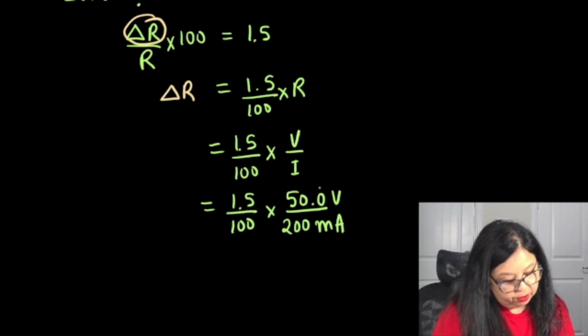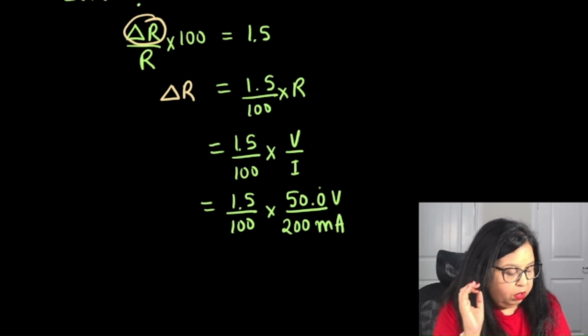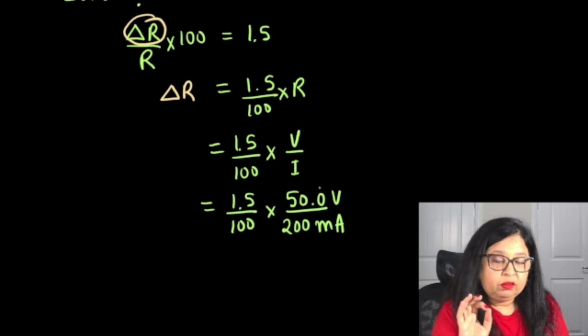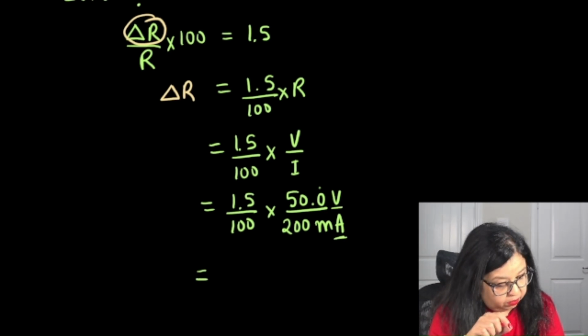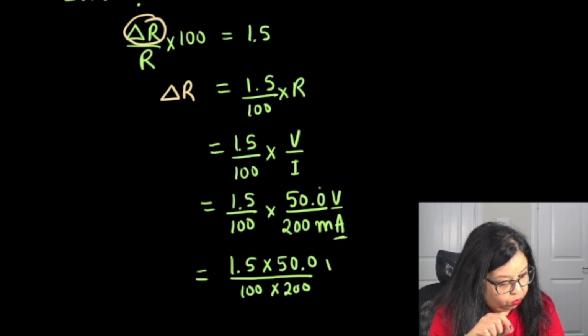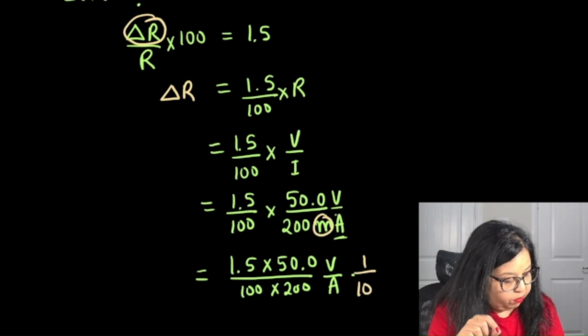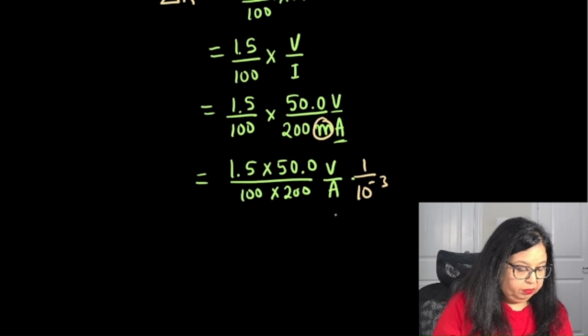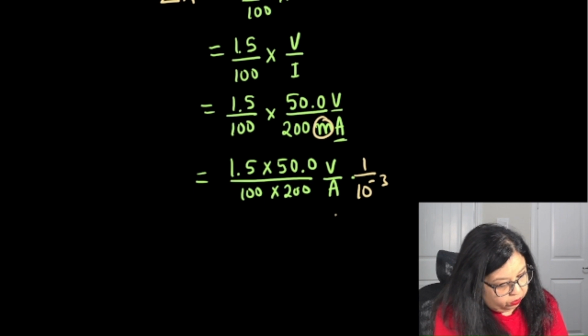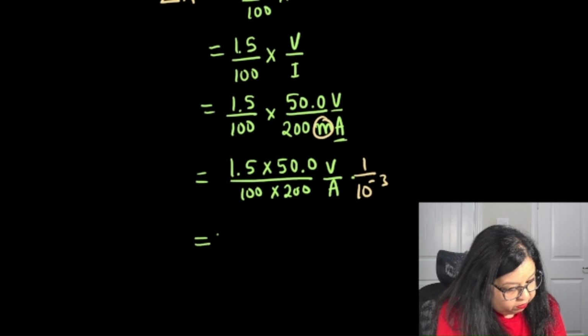200 milliampere. Now, we should take care of the units here. Milli is here 1.5 times 50.0 divided by 100 times 200 volt over ampere. And this milli over here, in place of milli, I can write 10 to the power minus 3 at the bottom. All right. What do I get now? Now I'm going to solve this.